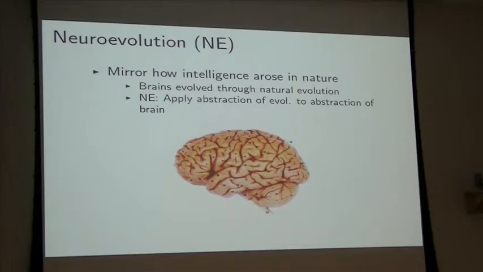And most of these experiments will take place in neuroevolution. Neuroevolution is an area that's ripe with deception, because the basic idea of it is to evolve really complex behaviors, really complex brains. And neuroevolution, in general, attempts to mirror how intelligence arose in nature. Biological brains evolved through natural evolution, and so computationally, you might be able to apply an abstraction of evolution, an evolutionary algorithm, to an abstraction of the brain, an artificial neural network. And this way, we might be able to evolve intelligent behavior.